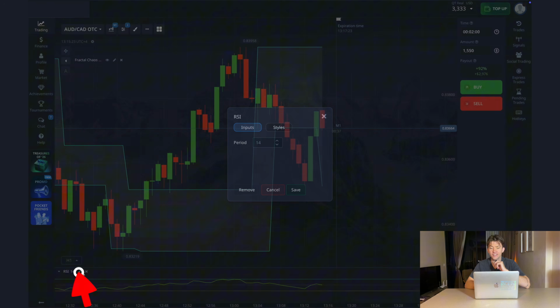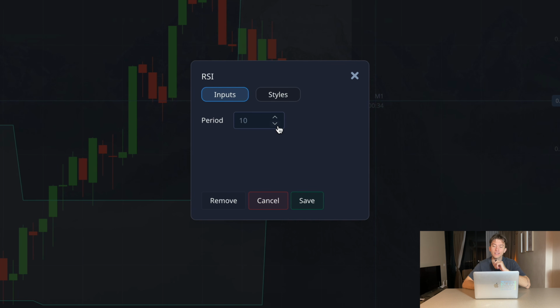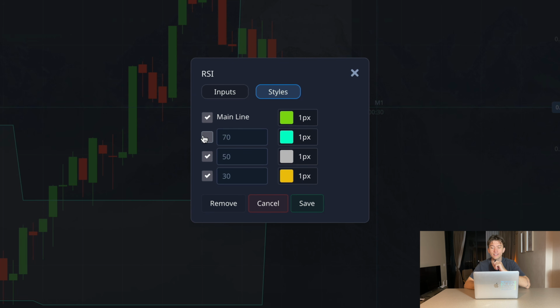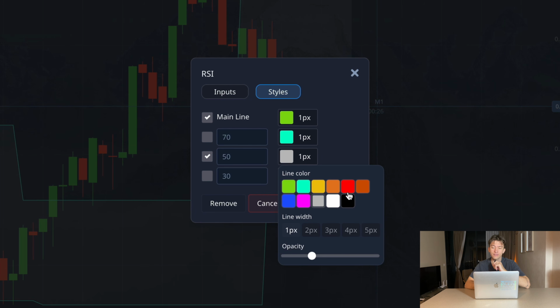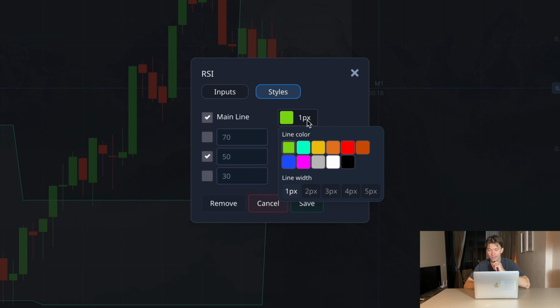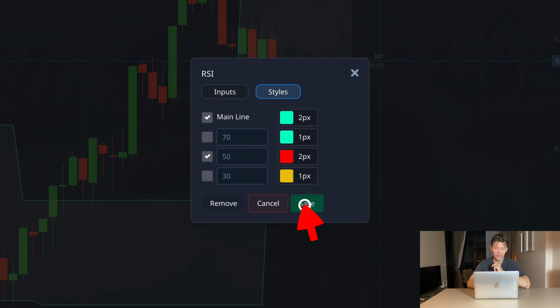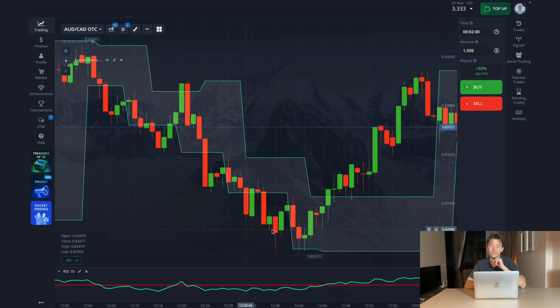Now let's set up the RSI, set the period to 10, then go to style, disable the 70 and 30 levels, set the 50 line to red, and move the opacity slider to the right. Set the main line to turquoise, and then click save. The indicators are ready to go.